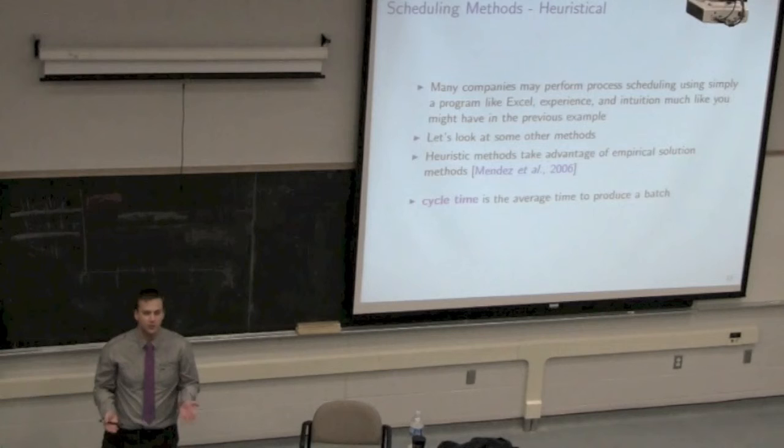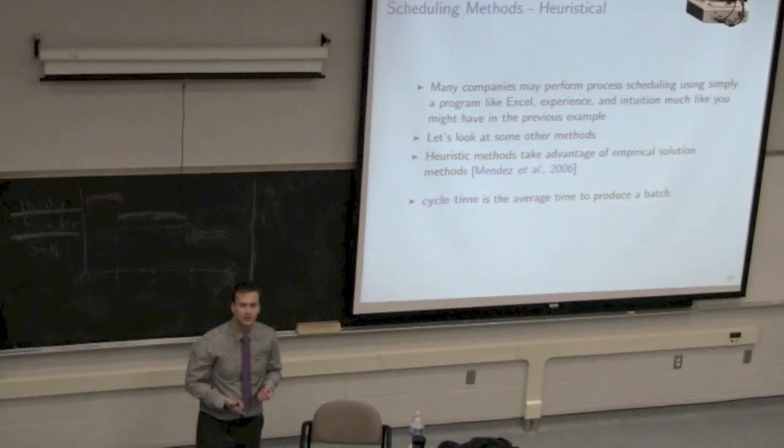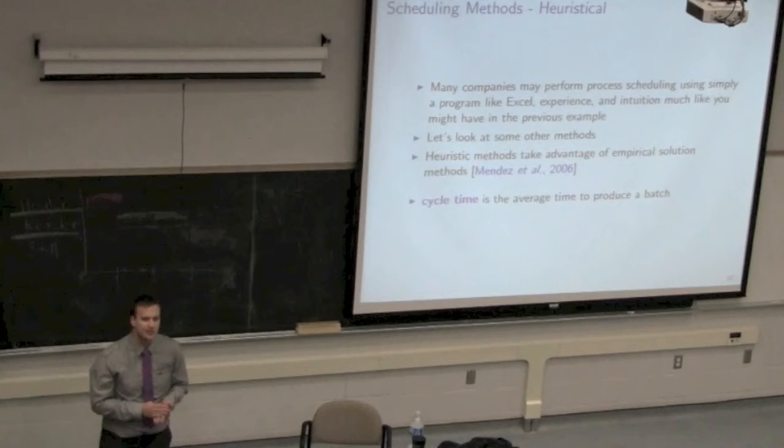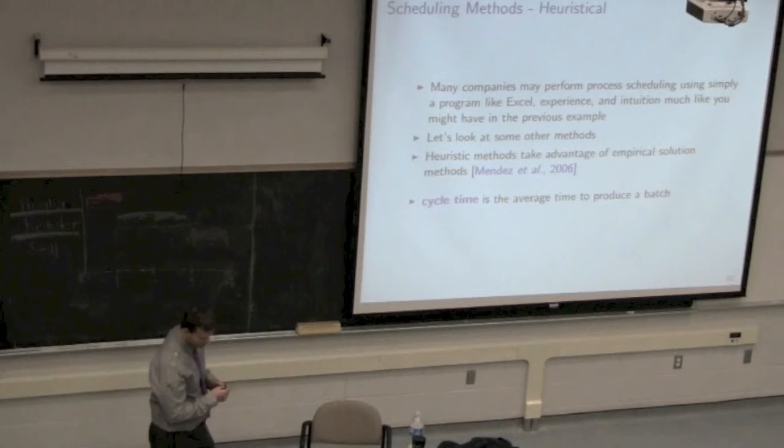But that may not necessarily be the best way. In fact, that might be suboptimal or substandard. There may be better ways of doing things, and that's what I'm going to talk about today. A lot of methods are heuristical in nature. So for example, like I mentioned, you may have noticed over your period of working somewhere that a schedule works really well when you do it this way. So we're going to keep on doing it this way forever and ever. And just the final definition on this slide, cycle time is the average time to produce a batch.